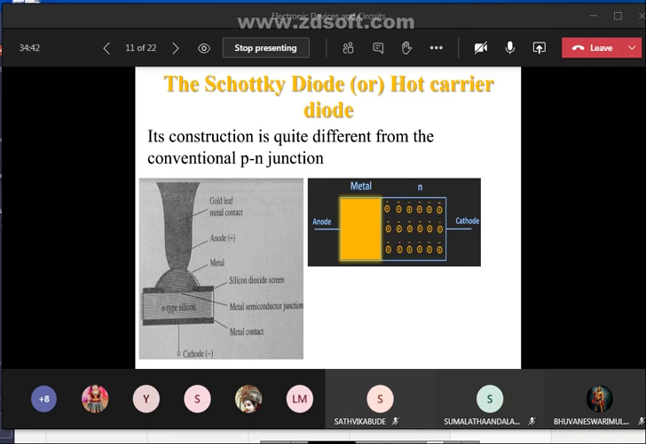Next we will discuss the Schottky Barrier diode, or hot carrier diode. The other name for Schottky Barrier diode is hot carrier diode. See the construction of the Schottky Barrier diode. This construction is different from the conventional PN junction. It has a silicon dioxide screen and a gold leaf metal contact, so it is a metal semiconductor junction, quite different from the conventional PN junction.